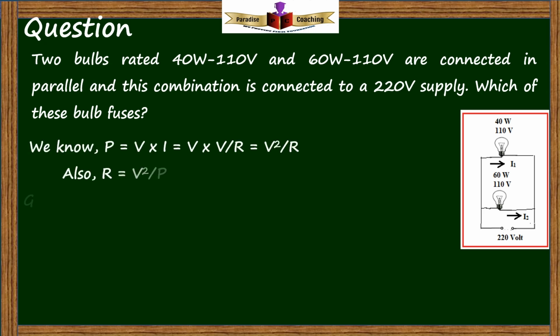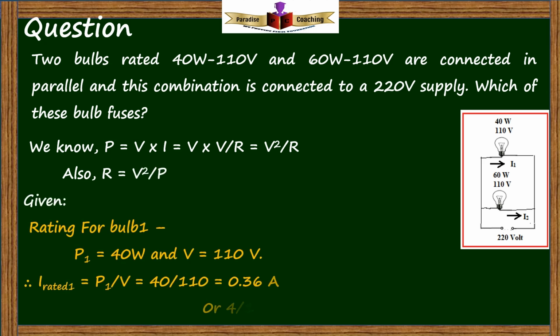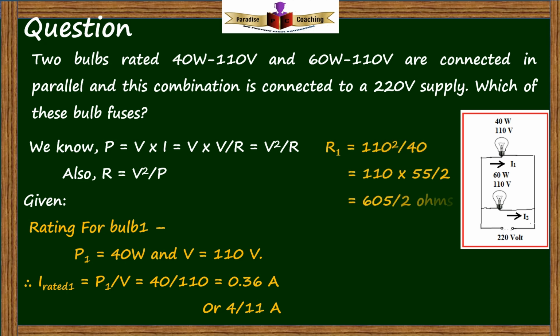Recall and recap the power formulae discussed just now. For your reference, here are the formulae. Using these formulae, let's calculate the rated current and resistance for each of the bulbs. For bulb 1, the rated current is 0.36 or 4 by 11 amperes. The resistance of bulb 1 is 605 by 2 or 302.5 ohms.